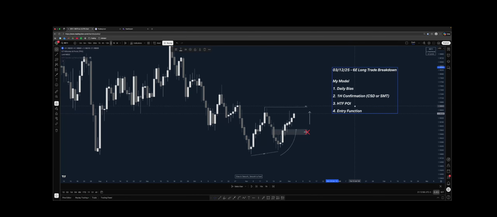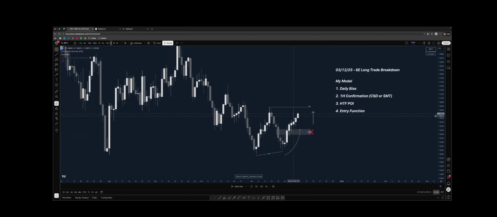The next stage of my model is a 1 hour confirmation. So I need to see price confirm my bias, because again, bias is simply just an opinion. It's just an idea. You need to see price confirm this idea, right? The confirmations that I use are changing the state of delivery or an SMT. So we can go down to the hourly now after we've generated a daily bias. We've generated a bullish daily bias, looking for higher prices with this external range of liquidity being the next objective. We can go down to the hourly now and see if we can look for a confirmation to this idea.